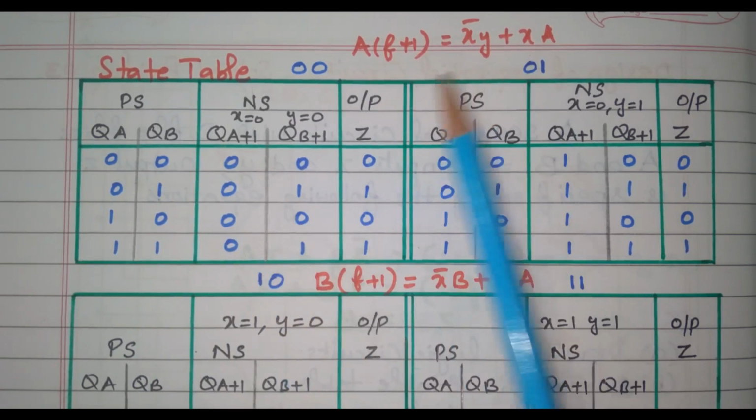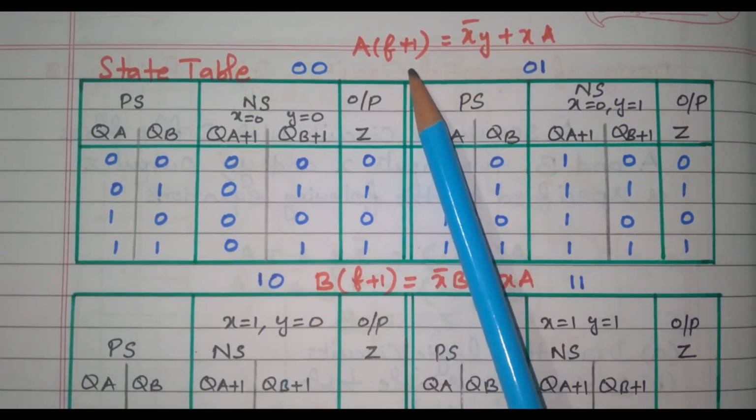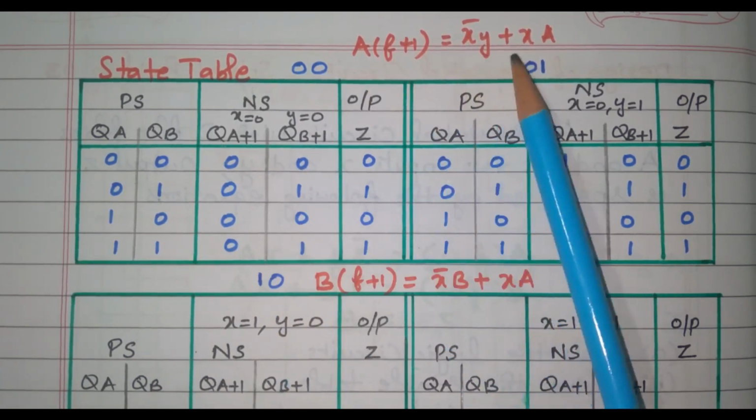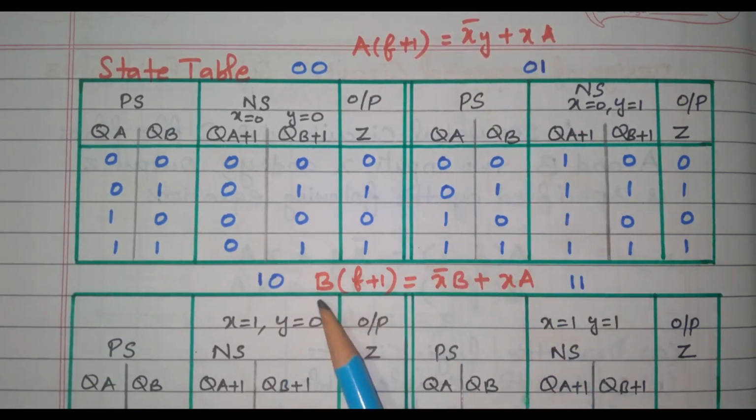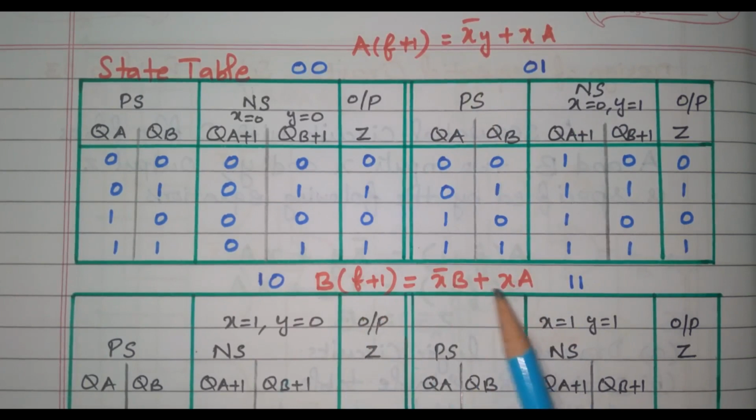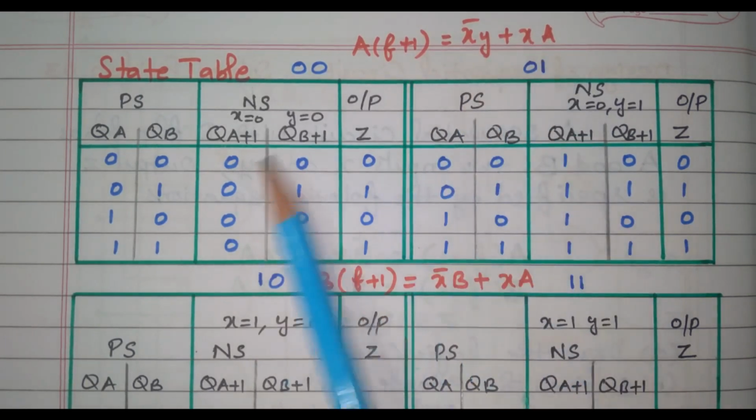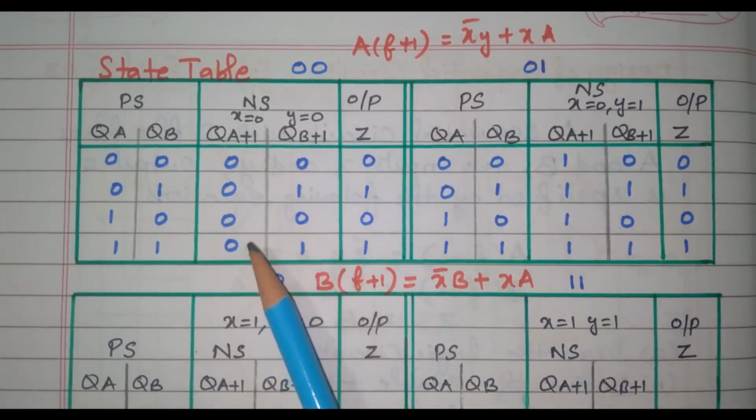How to identify the next state? The equation is given: A(t+1) = x̄y + xA. Similarly, B(t+1) = x̄B + xA. So, by using this equation, we need to identify what the next state is.